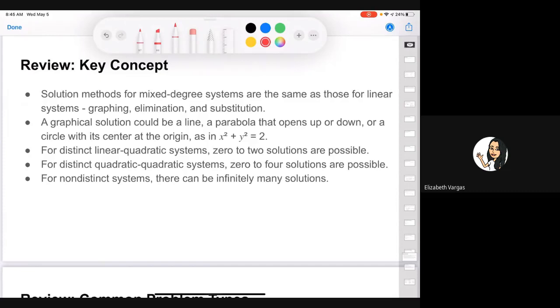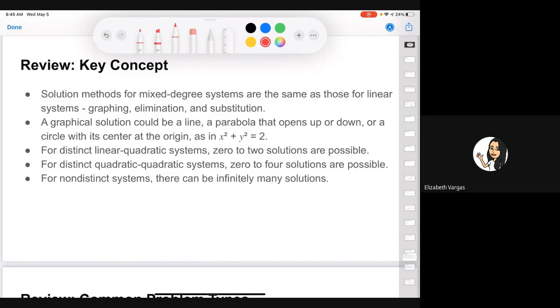So just a review, solution methods for mixed degree systems are the same as those of linear systems. If you want to find those solutions, you can either graph it, or you can use elimination or substitution to do it algebraically. Either way, you'd be able to identify your solution points. It's up to you what method you want to use. A graphical solution can be a line, a parabola that opens upward or downward, or a circle with its center at the origin. So we can graph all these different types of expressions and find solution points for them.